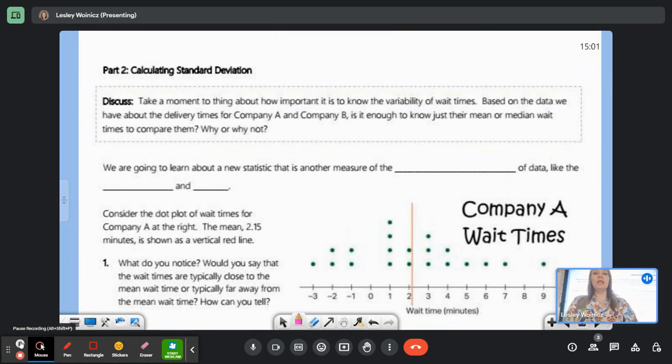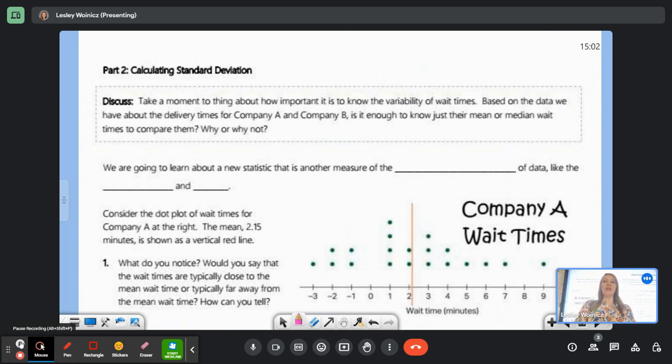Okay, take a moment to think about how important it is to know the variability of wait times. Based on the data we have about delivery times for company A and B, is it enough to just know their mean or median wait times to compare them? Why or why not? We kind of addressed this, but we're just going to bring it home right now. Is it enough to only talk about the mean, median, and mode? Or are there other factors that we need to consider? Other factors, right? Okay. So we're going to talk specifically about one of those other factors today.